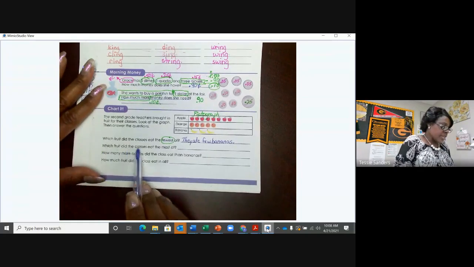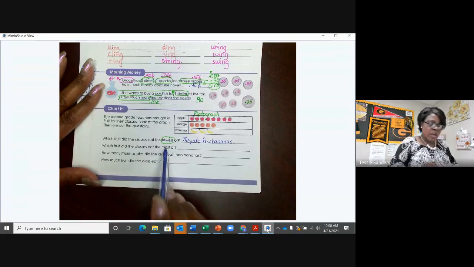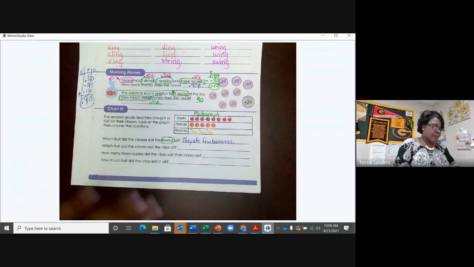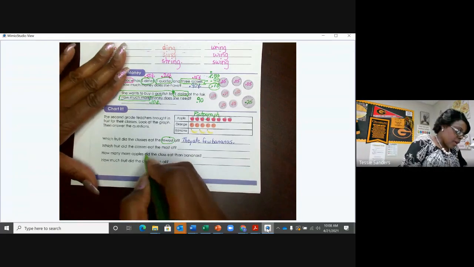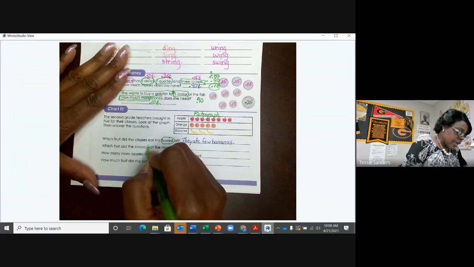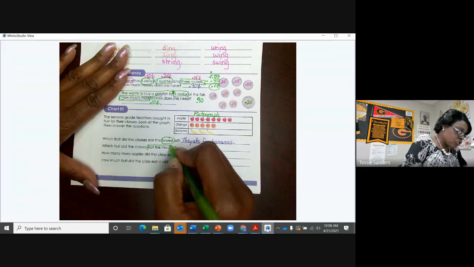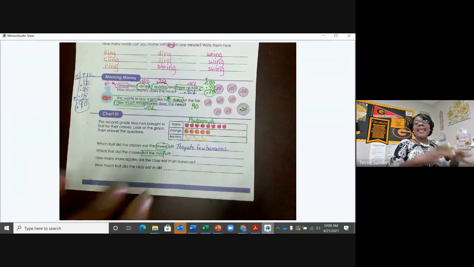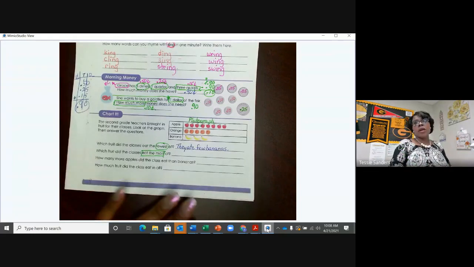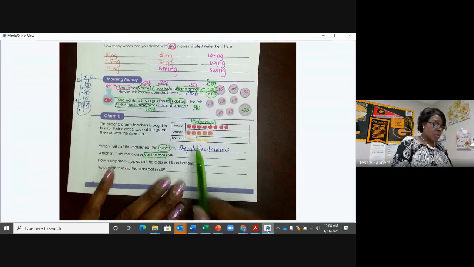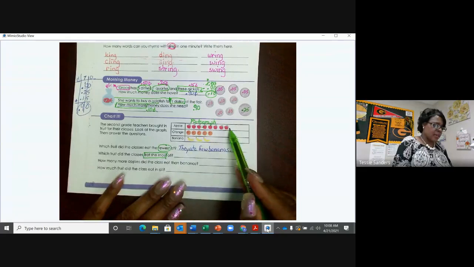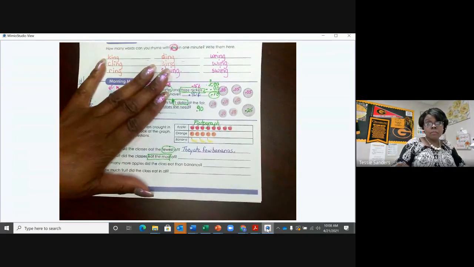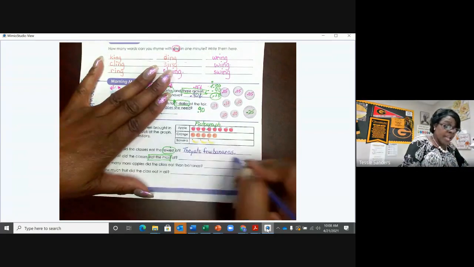Which fruit did the class eat the most of? Take your pencil. Take your colored pen if you have them. Take your highlighter. All right. You want to take a look at eat the most of. The class ate a lot of what? Take a look. Apples. Good. They ate a lot of apples. Make a sentence. Short answer form.